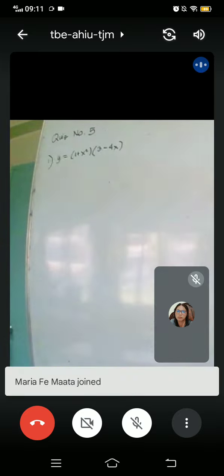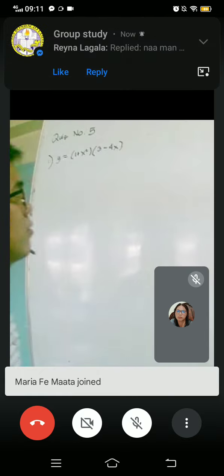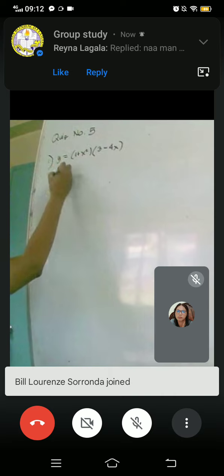Inyo na siyang i-expand ang inyong expression. So you just have to use what? FOIL method lang. First, outer, inner, and last. So first, so number 1. So you have to distribute lang.